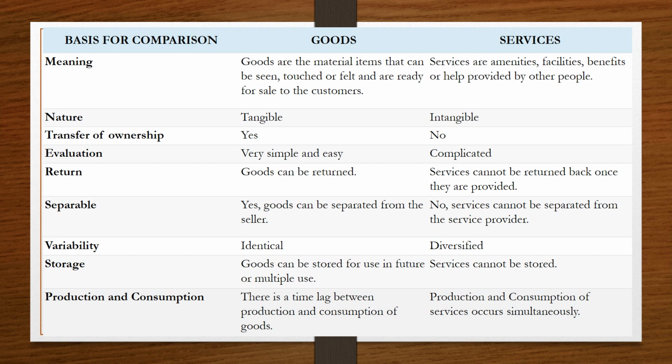Separable, yes, goods are separated from their seller. The producer of the goods can be one person and the seller can be someone else, which is very much possible. Whereas services are inseparable in nature. That means services cannot be separated from the service provider. If you go to the doctor for treatment, then the doctor himself provides you the treatment. You cannot separate the doctor and the treatment.